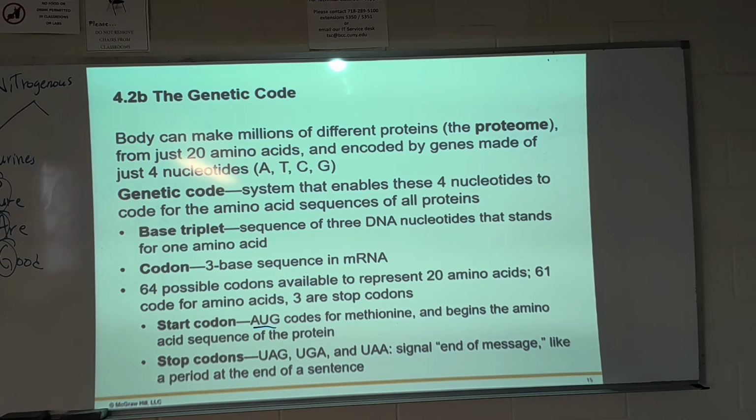You need to know, what's the start codon? AUG. What are the 3 stop codons? UGA, UAA, UAG. You are gone. Very good.